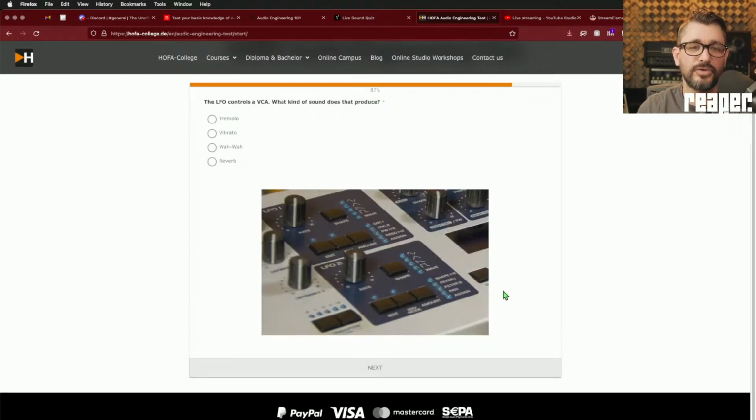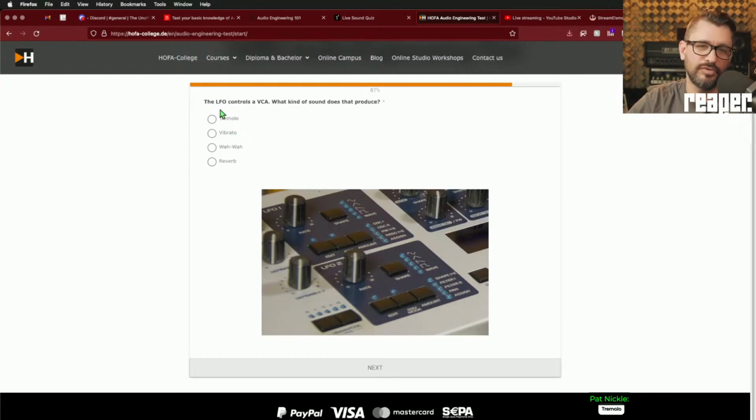Moving on, the LFO controls a VCA. What kind of sound does that produce? Tremolo, vibrato, wah-wah, or reverb? An LFO, low-frequency oscillator, that's a waveform going up and down, a control signal applied to a VCA, voltage-controlled amplifier.